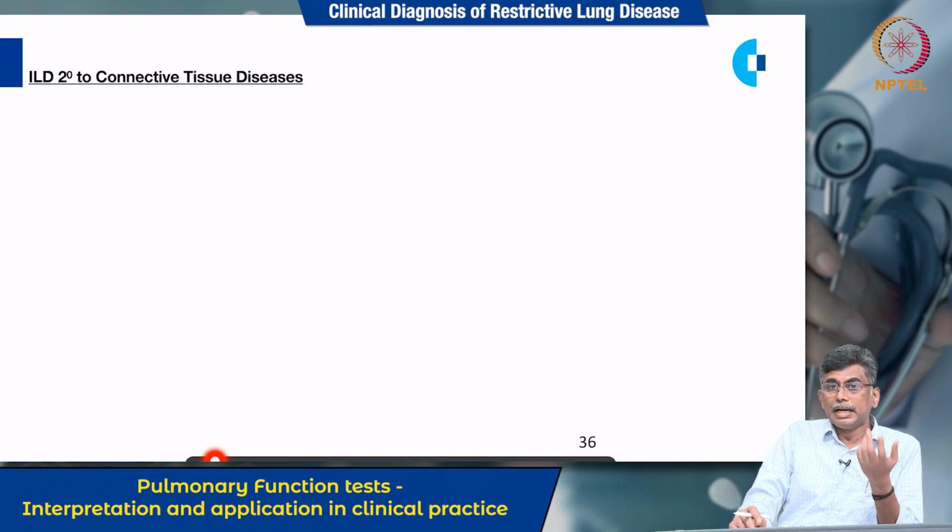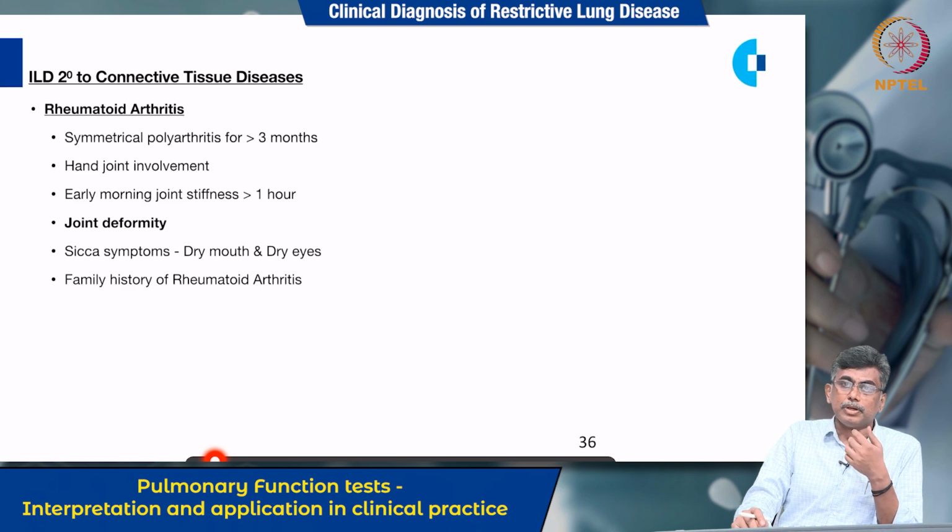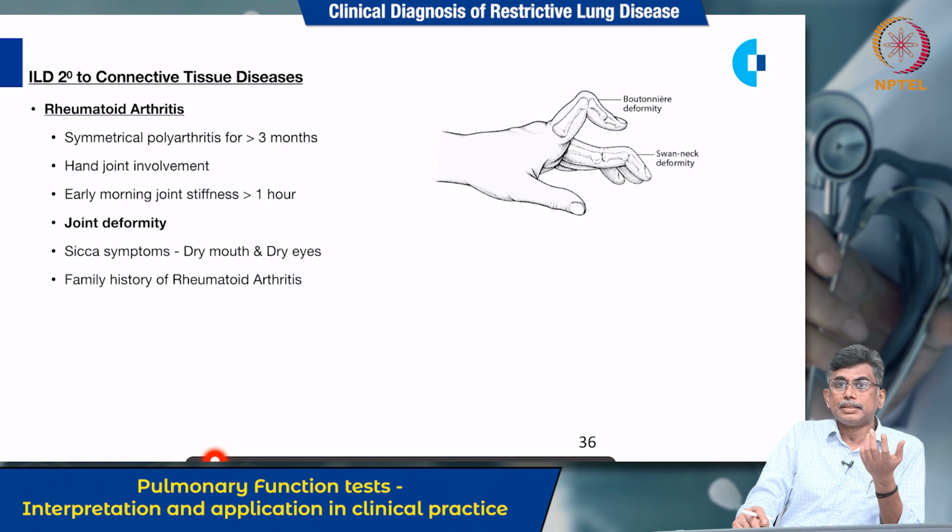Now ILD can also be secondary to connective tissue disorders. So we ask history for rheumatoid arthritis, like whether there is any history of symmetrical polyarthritis for more than 3 months. Symmetrical polyarthritis is very important for rheumatoid arthritis. Then whether there is any hand joint involvement, any early morning stiffness for more than 1 hour, any joint deformities. We know rheumatoid arthritis is an erosive arthritis, so it produces deformities like the swan neck or the boutonniere deformity. Whether there are any sicca symptoms, which is dry mouth or dry eyes. Whether there is a family history of rheumatoid arthritis. These help us to identify whether it is ILD secondary to rheumatoid arthritis.